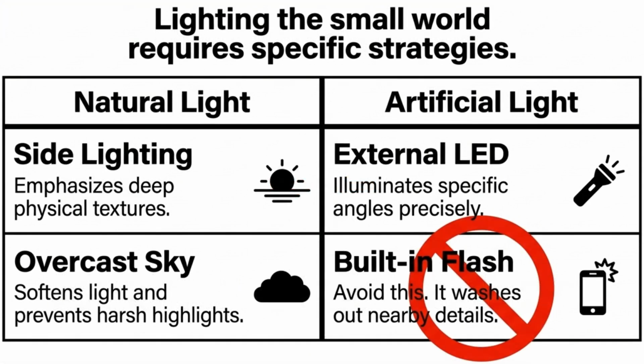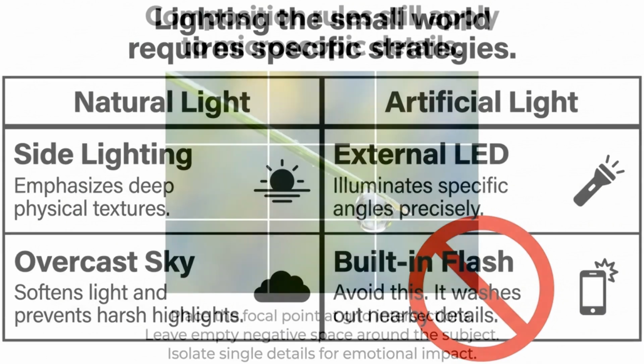Lighting the small world requires specific strategies. Use natural side lighting to emphasize textures, or an overcast sky to soften the light. Avoid the built-in flash, which washes out details. External LED light can also illuminate specific angles precisely.